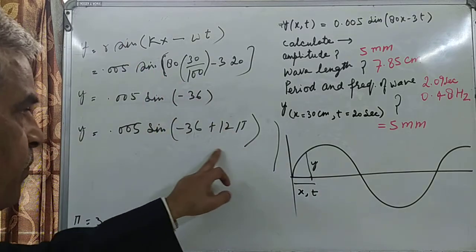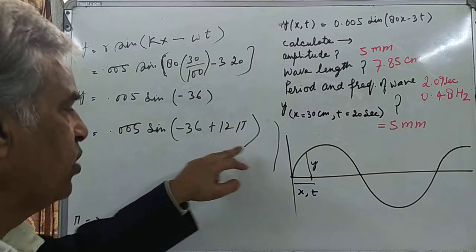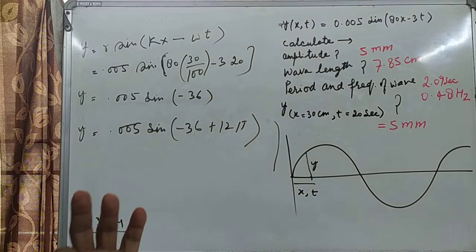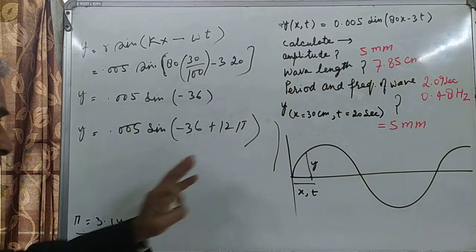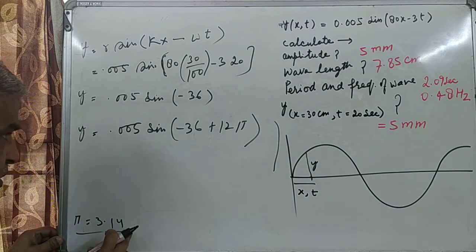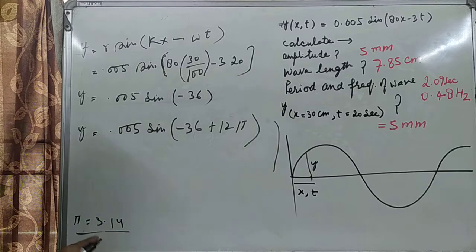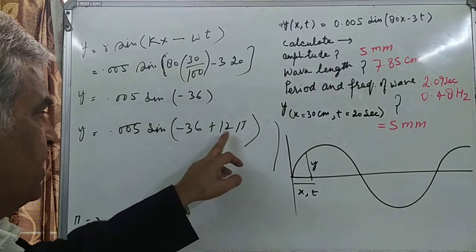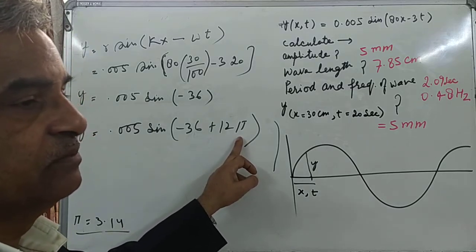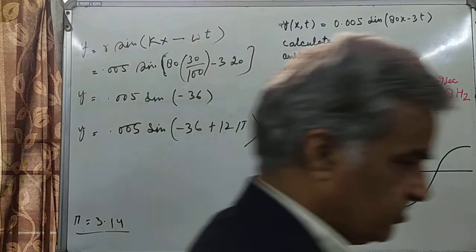To convert into a plus angle, I am adding 12 pi. Now the question is, why 12 pi only? Because pi is 3.14 and 12 threes are 36. So if you multiply, this value becomes more than 36. Please be clear on it.